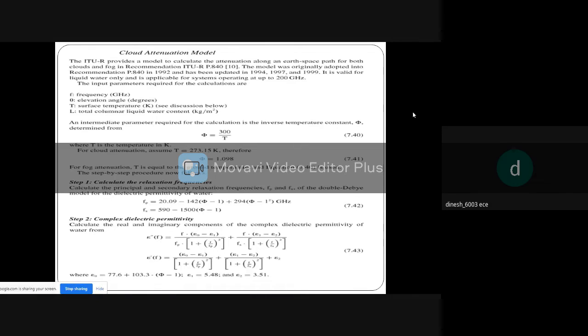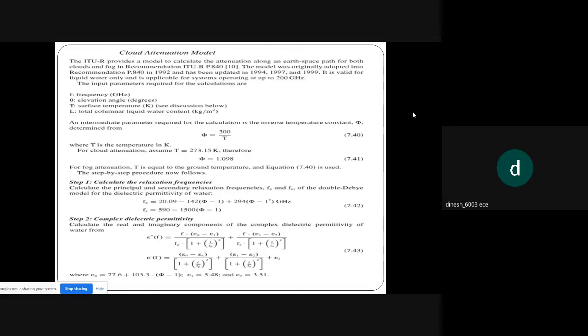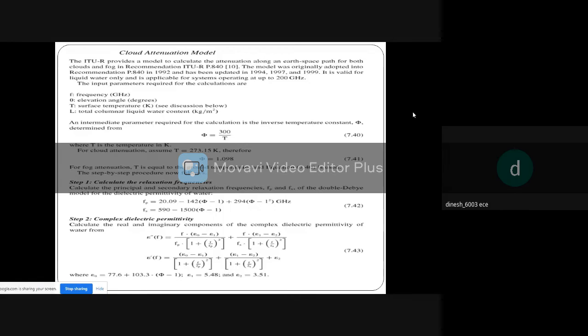An intermediate parameter required for the calculation is the inverse temperature constant, phi, which is 300 by T, where T is the temperature, always measured in Kelvin. For cloud attenuation, assume the temperature is around 273.15 Kelvin. When you substitute, we get the phi value as 1.098.